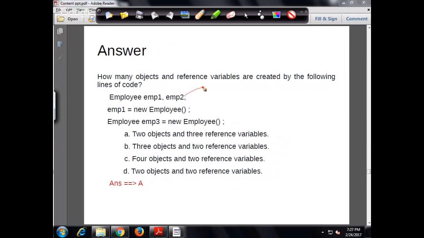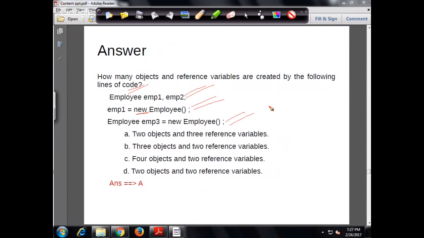So here, if you look at the first line, we are not using the new keyword and we are simply declaring the reference variables, reference to the type Employee. We are creating two references, Employee EMP1 and EMP2. Now coming to the second line, we are instantiating EMP1 by using the new keyword, right? So from the first two lines, we have two reference variables, EMP1 and EMP2, and we have one object, which is EMP1.